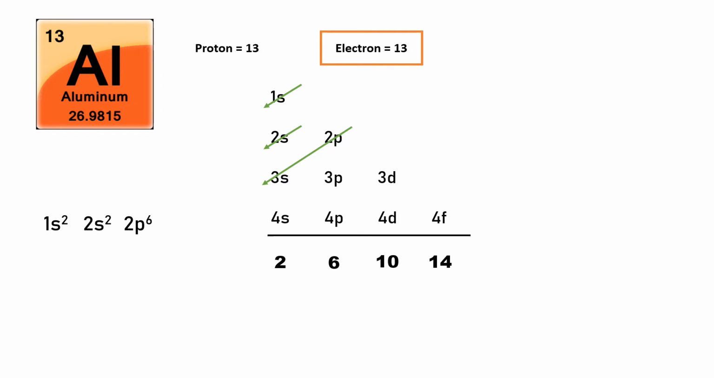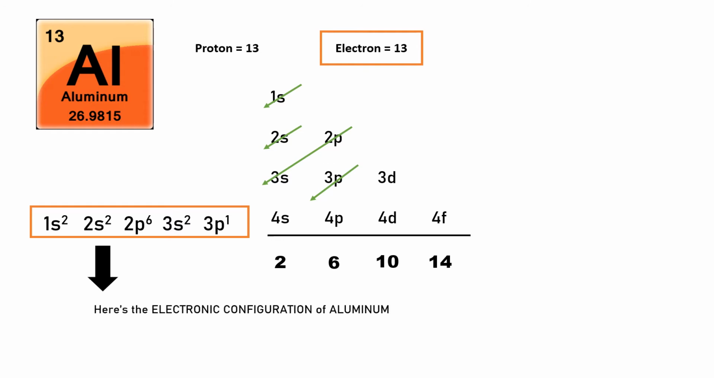So you need to check again: 2 plus 2, 4, plus 6, 10. You still need 3 more. But 3s has a maximum of 2 electrons, so it will only be 3s2. So 2 plus 2, 4, plus 6, 10, plus 2, 12. Last, we have 3p with a maximum of 6, but you can only use 1. So 3p1. So 1s2, 2s2, 2p6, 3s2, 3p1 is actually the electron configuration for aluminum.